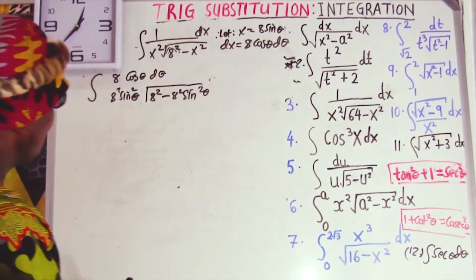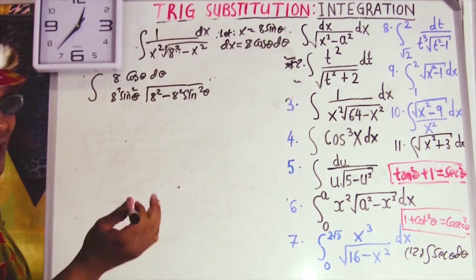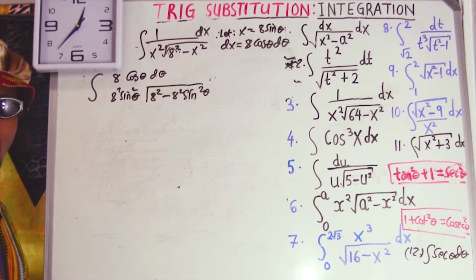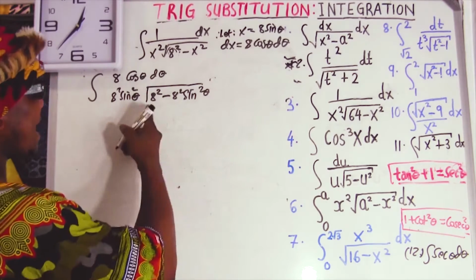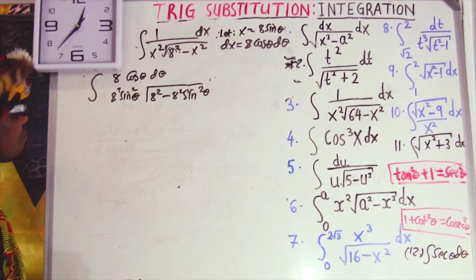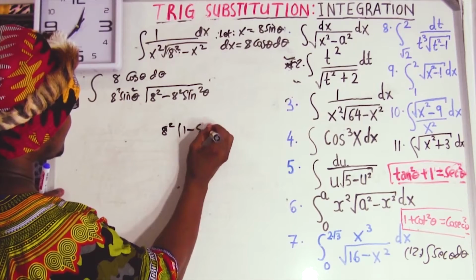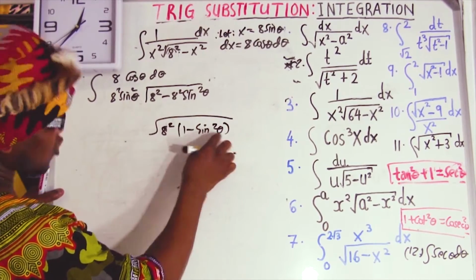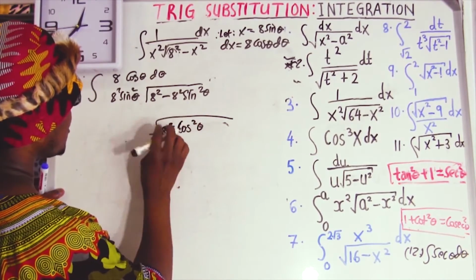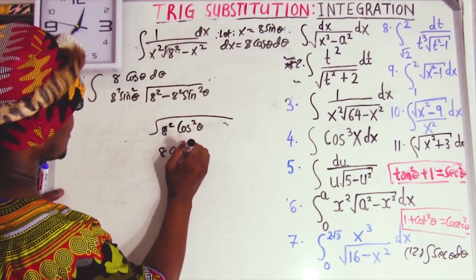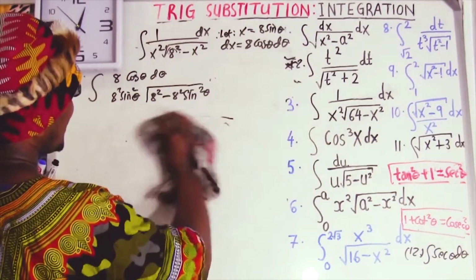Okay, now what do we do? The square root of 64 minus x squared is going to be 8 cos theta. I think you know this from the first one, so I'll do the ratios automatically. This is going to be 8 squared times 1 minus sine squared theta. But 1 minus sine squared equals cos squared. When you take the square root, it's going to give you 8 cos theta. So we got 8 cos theta.